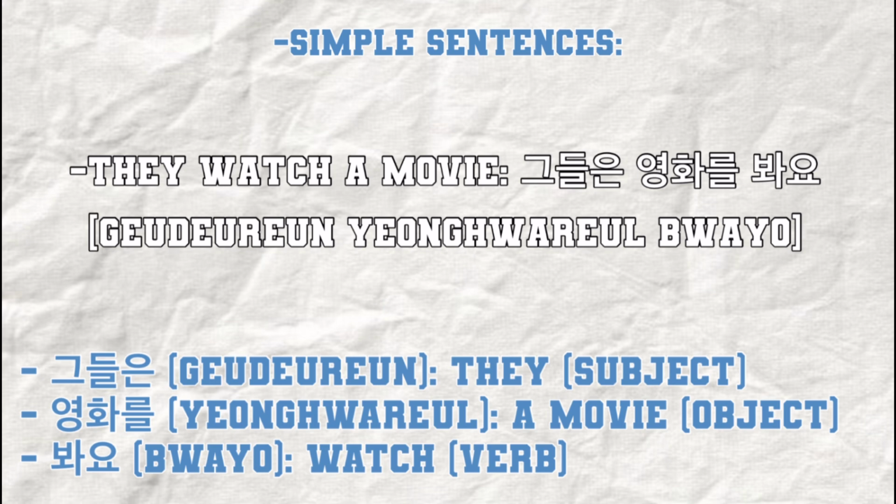그들은 영화를 봐요. They watch a movie. 그들 means they, and 은 is the subject particle. 영화 means a movie, and 를 is the object particle, and 봐요 is the verb to watch, 보다, conjugated in the present tense polite form.